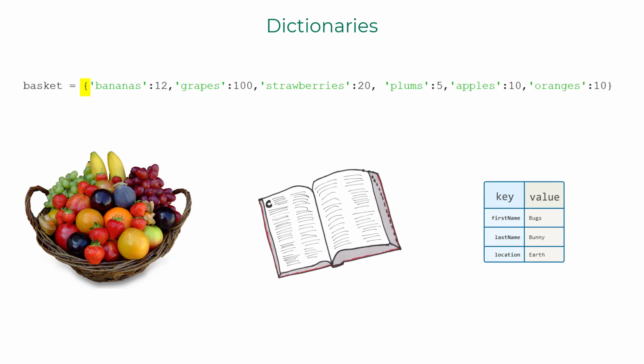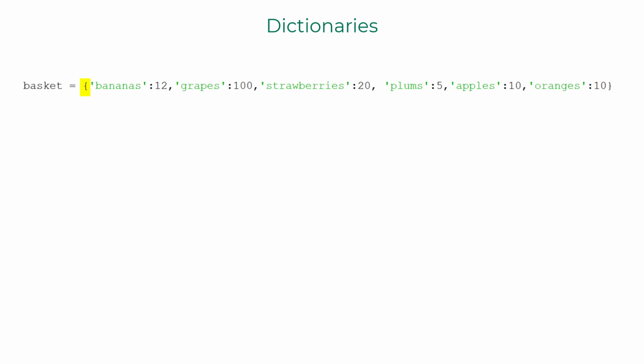You use curly braces for creating a dictionary object. Inside the curly braces, you start out with the key. In this example, the keys are the fruit names, which are strings. The values are their corresponding counts. The key and the corresponding value are separated by a colon. The key value pairs are separated by a comma.